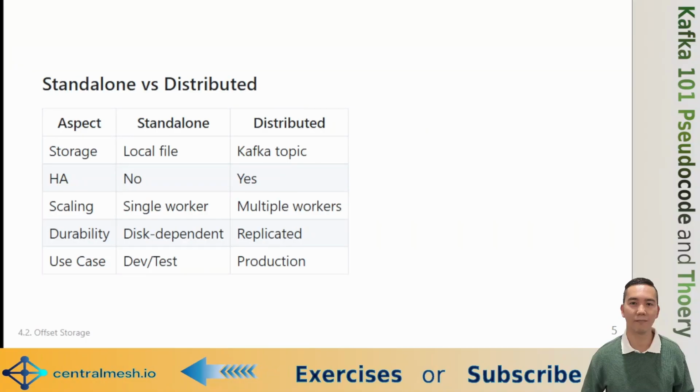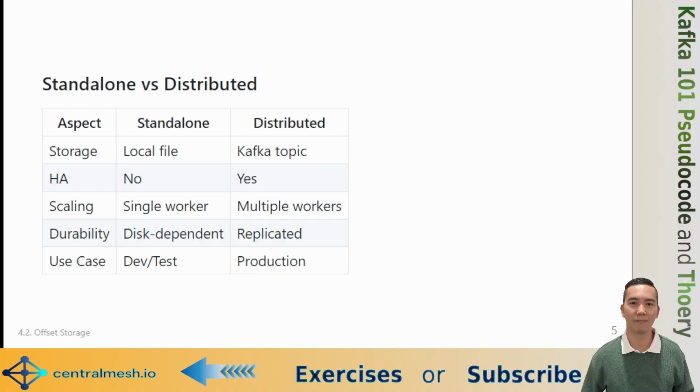Let's compare the two deployment modes side by side. The biggest difference is where offsets are stored. Standalone mode stores them in a local file, while distributed mode stores them inside Kafka itself. Because standalone mode relies on local storage, it does not provide high availability. If the machine fails, the offsets may be lost. Distributed mode benefits from Kafka replication, making the offset data durable even if individual brokers or workers fail.